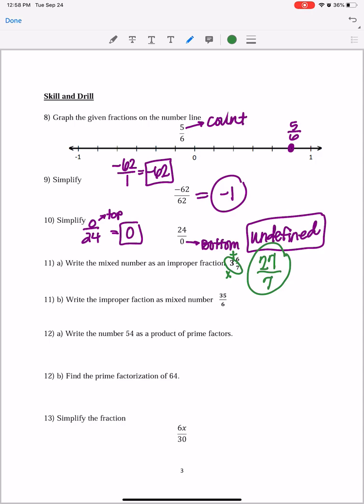11, we're going the opposite way. So when you go the opposite way, divide. So off here to the side, I need to do 35 divided by 6. 6 goes into 35 5 times evenly. Multiply back out. 5 times 6 is 30. And then we subtract and we get a remainder of 5.